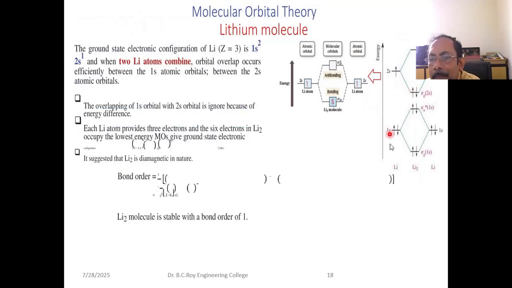Lithium molecule, here is the structure of lithium. The sigma 1s and sigma star 1s cancel each other, but you have sigma g and sigma u star here, and these are formed from 2s. That's why sigma 2s is represented here as g, and here it is sigma star 2s, and it is printed as u. So this one is gerade, this one is ungerade. So this is symmetric bonding, this is asymmetric anti-bonding.